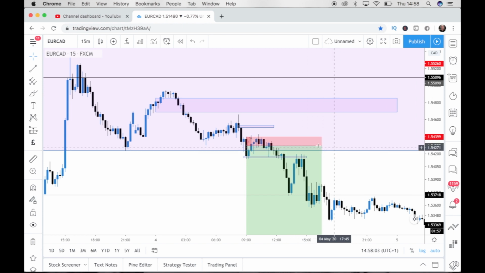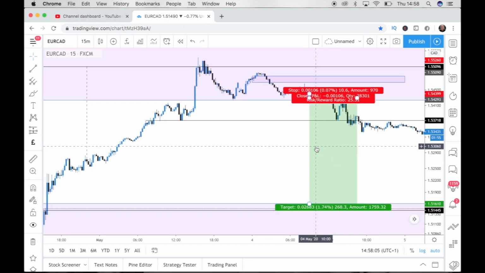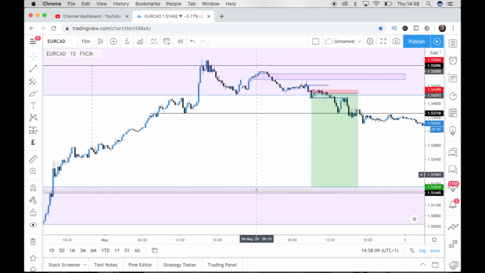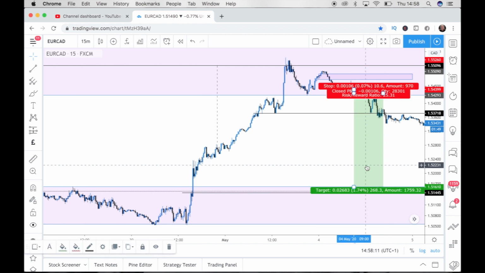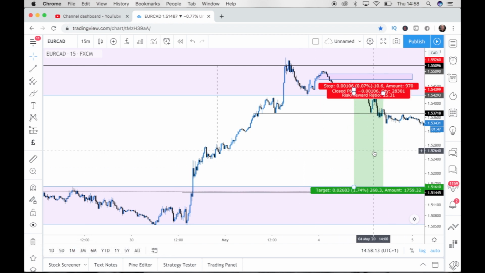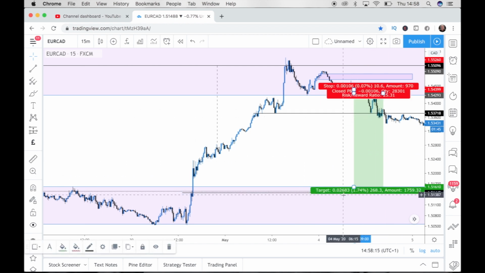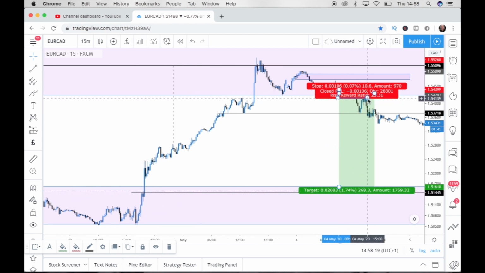1.5429, right? And so guys, this was a massive move. I wanted this to go all the way down to this area down here. The move itself was a 268 pip move, which is a 1 to 25.31 R to R. So 1 to 25 R to R.